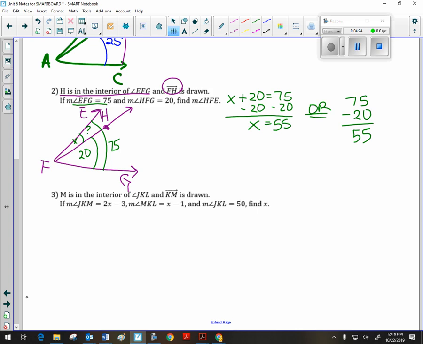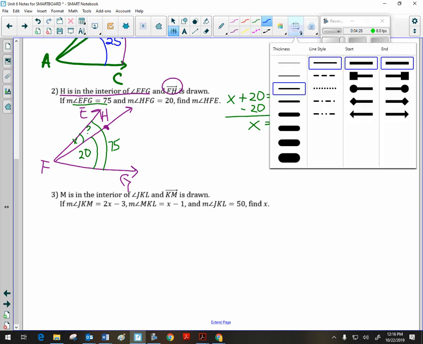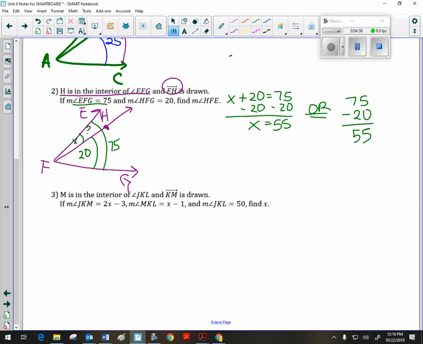When we get to question number 3, same scenario, where what we're doing is drawing an angle. This time the angle is called JKL. So I have JKL, and KM is drawn where M is in the interior. So I'm going to put M here and draw this, and then I've got to pay attention to what they tell me. JKM is 2x minus 3, that's this angle.